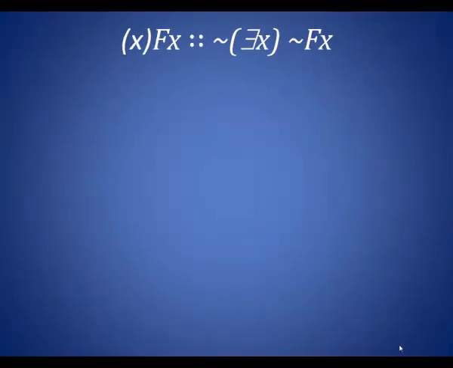So let's look at the first one. In this first claim, what I've got is for all x, x is F, is logically equivalent to the claim that it is not the case that there exists an x such that x is not F.